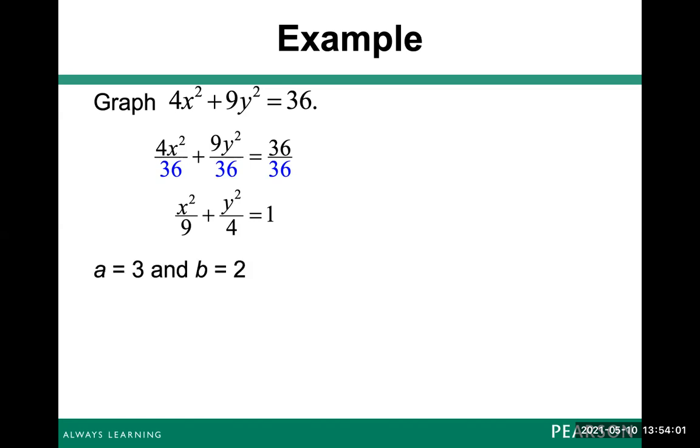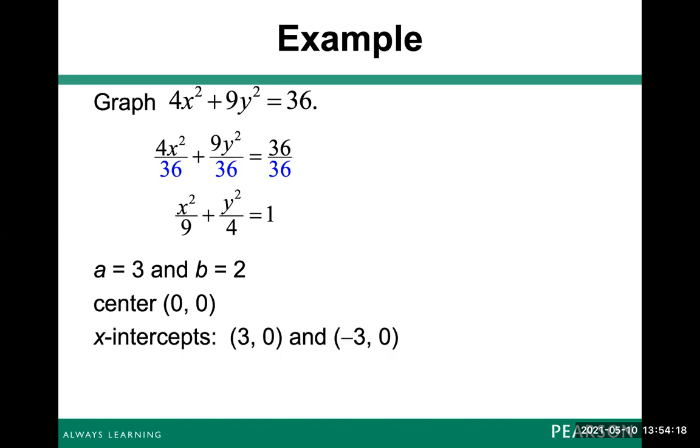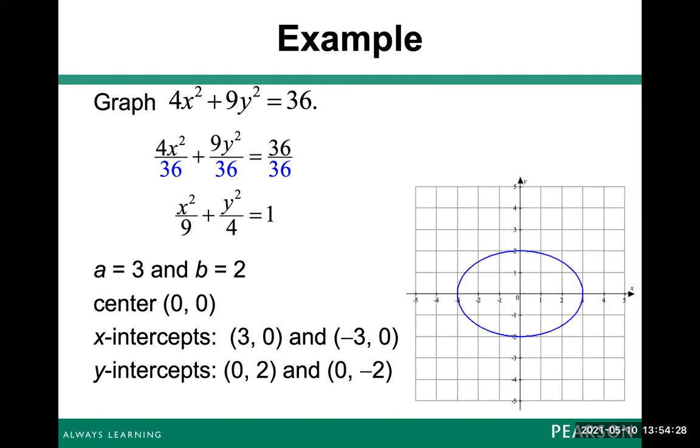So very similar to the last problem. The center is (0, 0). a is 3 because a squared is 9. And b is 2 because b squared is 4. So I think this is just the same exact ellipse that we looked at in the last example, but it's been flipped sideways. The x-intercepts are (3, 0) and (-3, 0). And the y-intercepts are (0, 2) and (0, -2). So there's the graph of that ellipse.